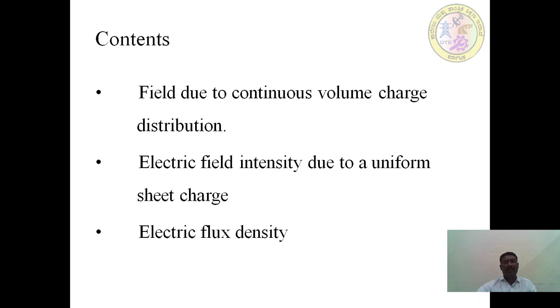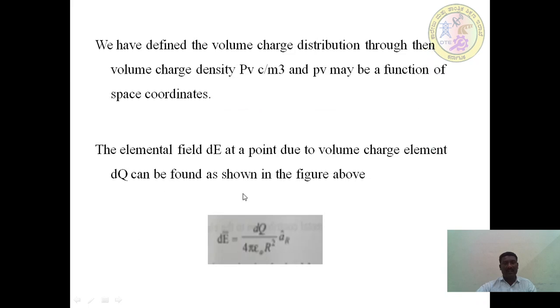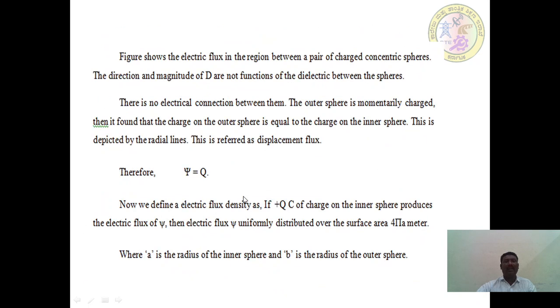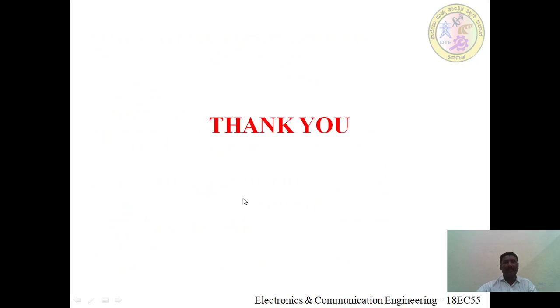Okay, in this class we have learned the field due to continuous volume charge distribution, the electric field intensity due to a uniform sheet of charge, and electric flux density. What is meant by electric flux, what is the electric flux density, and the relation between electric field intensity and electric flux density. These are the things we discussed in this session 4.